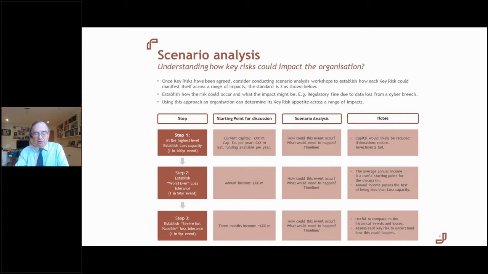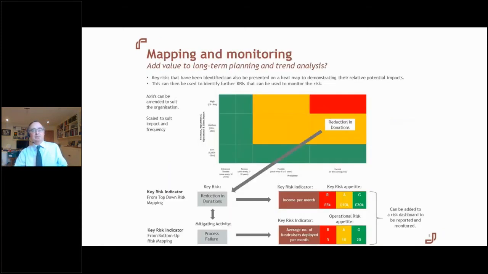Use scenario analysis workshops for your key teams to try and quantify the impact of different events. By plotting key risks on a heat map, and this one we show the potential costs of key risks on the y-axis and the probability of the risk occurring on the x-axis. You then design the key performance indicators to monitor and control those risks, and you can find that these add a great deal of value to long-term planning and trend analysis.